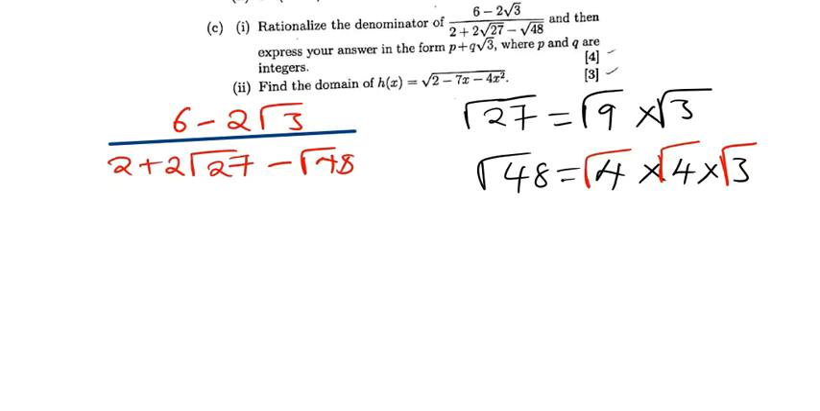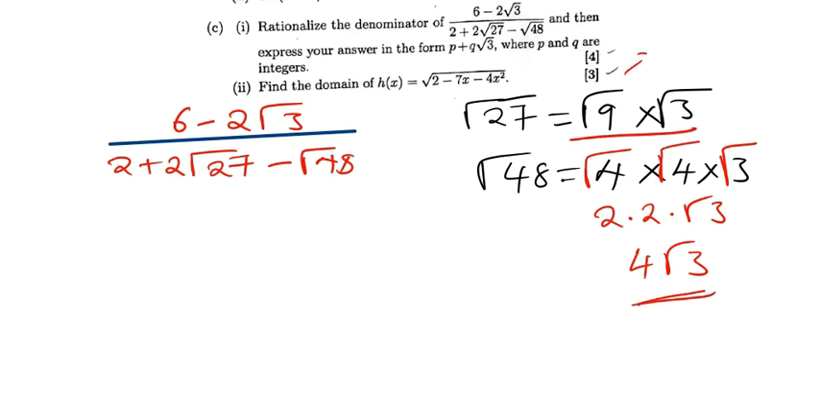So if you try to simplify these, root of 16 is 4 and root of 3 remains as it is. So root 48 is basically 4 root 3. Root of 9 is 3, so root 27 is 3 root 3.